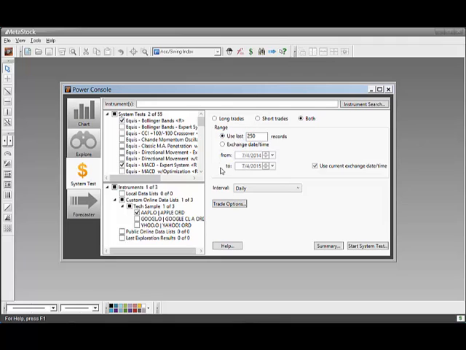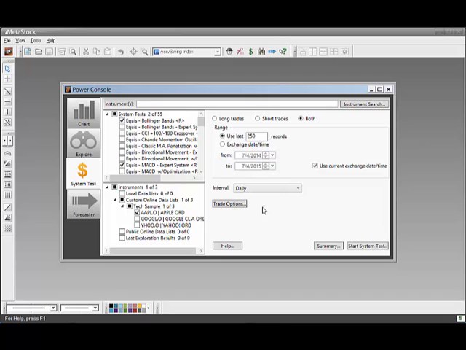Here you can select the range. Currently selected is to use the last 250 records. And then if we look at the interval, that means it will look back 250 days and work on the daily charts. We can also select a certain range of times as well to go back to.